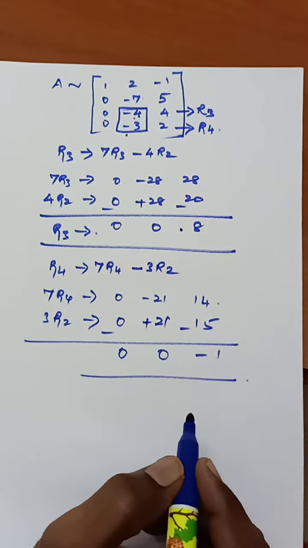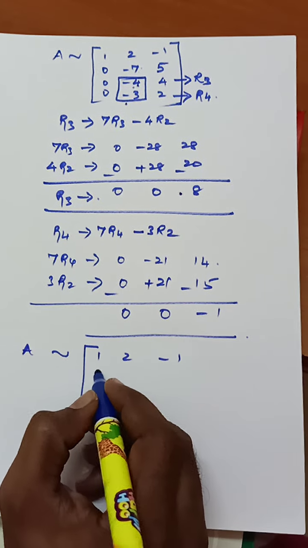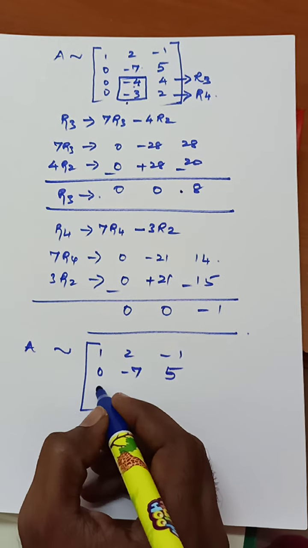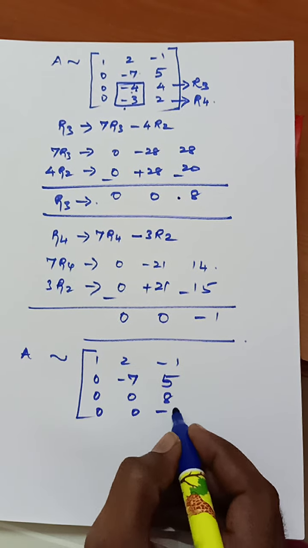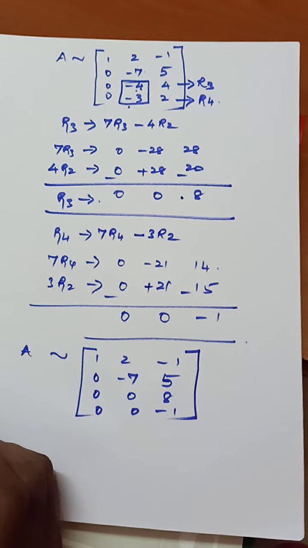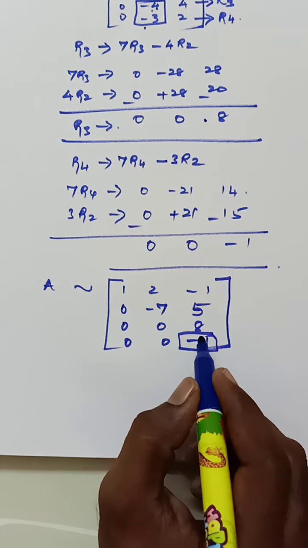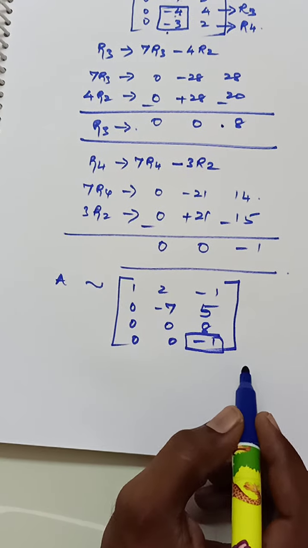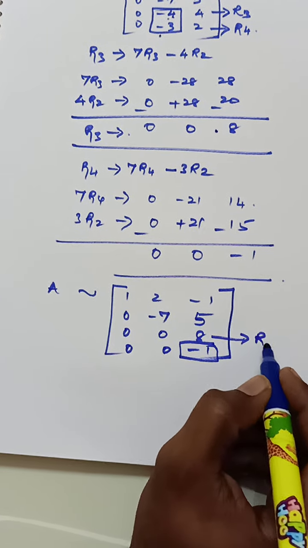So it is clear. Now A is equivalent to 1, 2, minus 1; R2 no change, 0, minus 7 and 5; and here 0, 0, 8; 0, 0, minus 1. Next, here I am going to make 0. Why am I selecting here? We need triangular form, so only this way will you get triangular form. So how do we make this place 0 using R3 and R4?